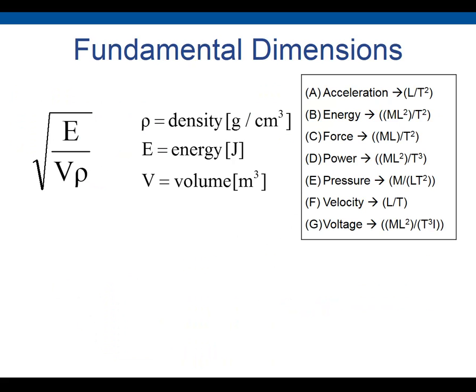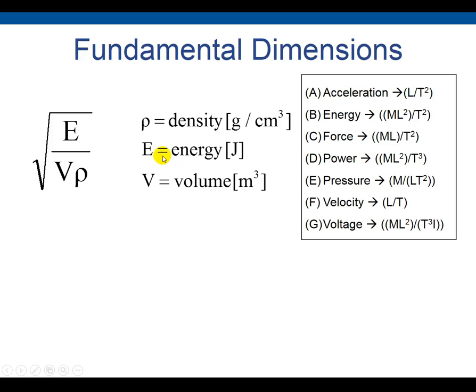And the next question is fundamental dimensions. As you can see, we have 3 different dimensions. Rho is density, the unit is grams divided by cubic centimeters. Energy, the unit is joule, and the volume, unit is cubic meters. Okay, we have 3 different dimensions. If we combine them using these equations, then the question is, what would the final dimensions be?